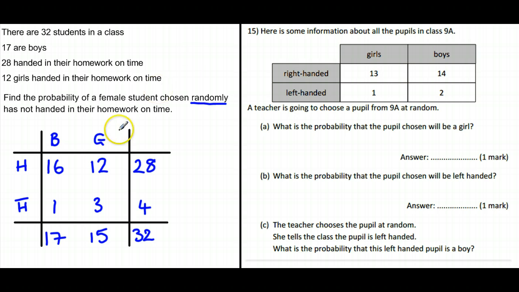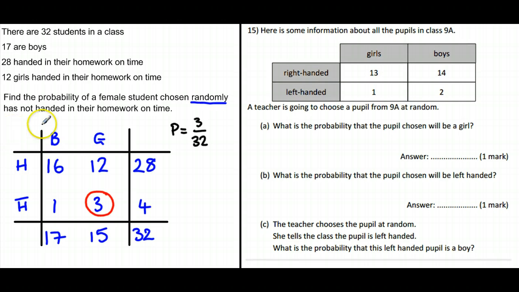So let's have a look for where we're looking. Not handed them in and being female. So that's 3 of them. So this probability here is there are 3 out of the class who fulfill our criteria out of 32. And that's our probability. Based on that, you may want to have a go at the question on the right hand side and see if you have understood what we've been talking about. So feel free to pause the video and see how you get on.